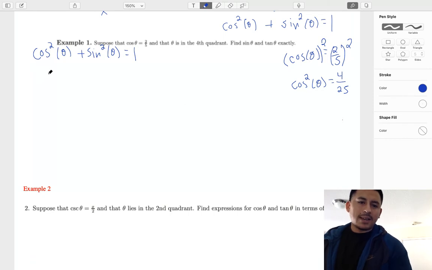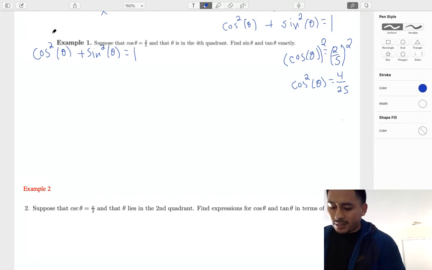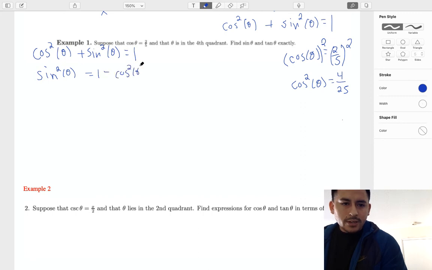Me personally, I like to rearrange my equation so that I have it solved for what I'm looking for, and I'm looking for sine. So before I plug anything in, I'm just going to go ahead and do that. I have cosine squared plus sine squared theta is equal to 1, but I want sine by itself, so I'm going to subtract cosine squared theta on both sides. I'm going to be left with sine squared of theta is equal to 1 minus cosine squared theta, right?